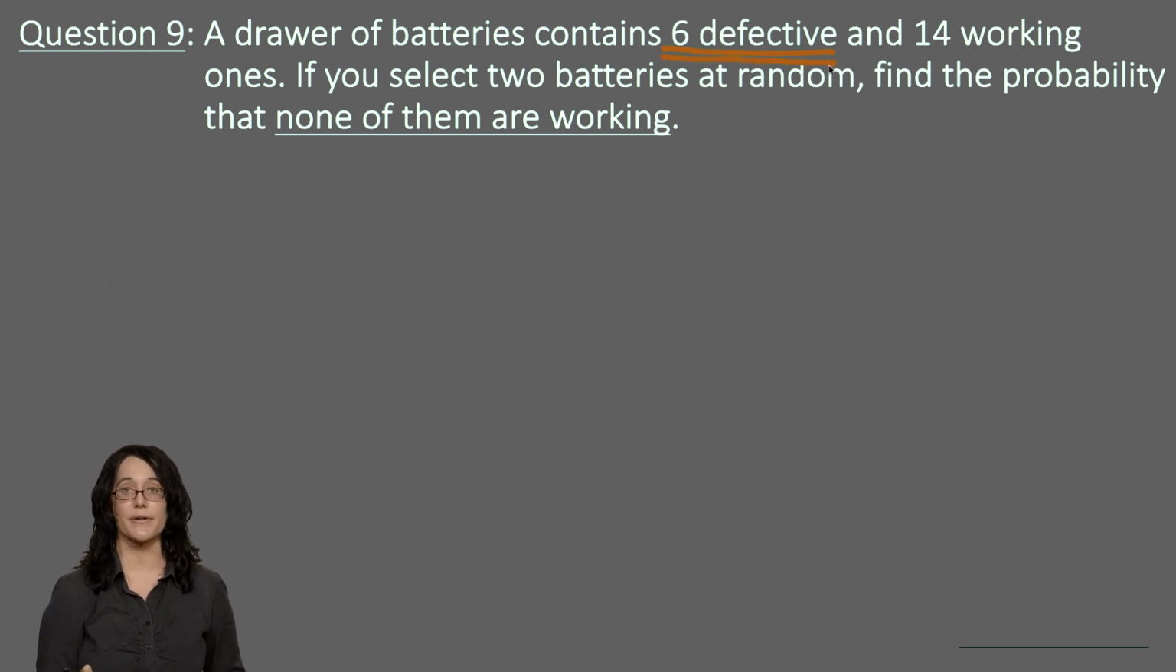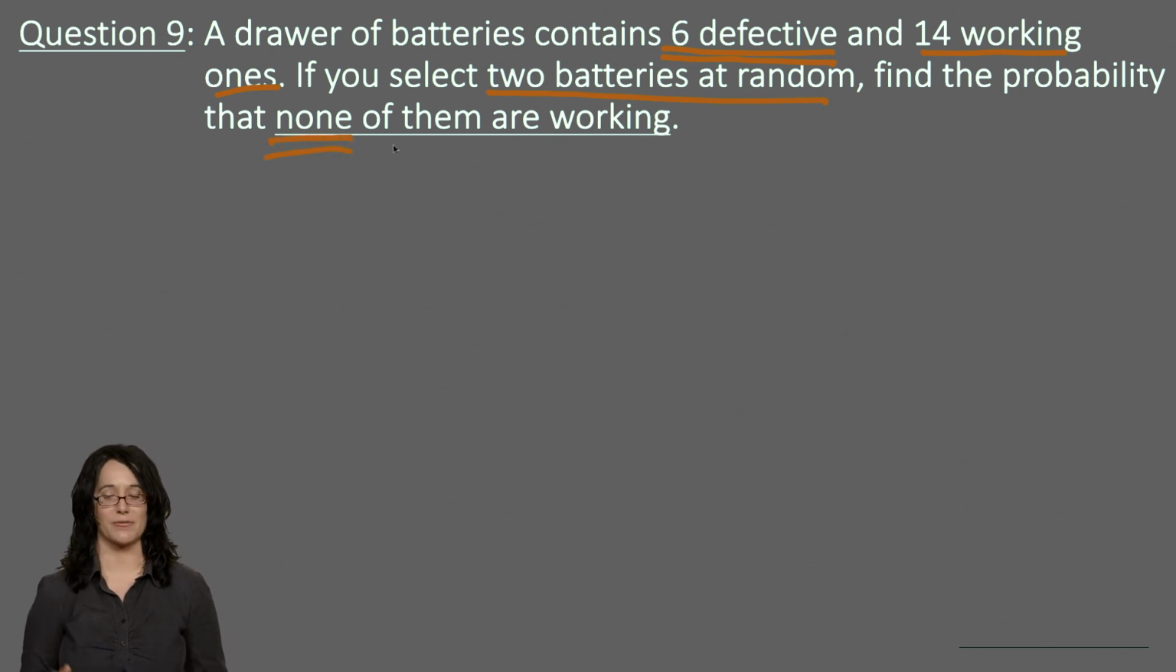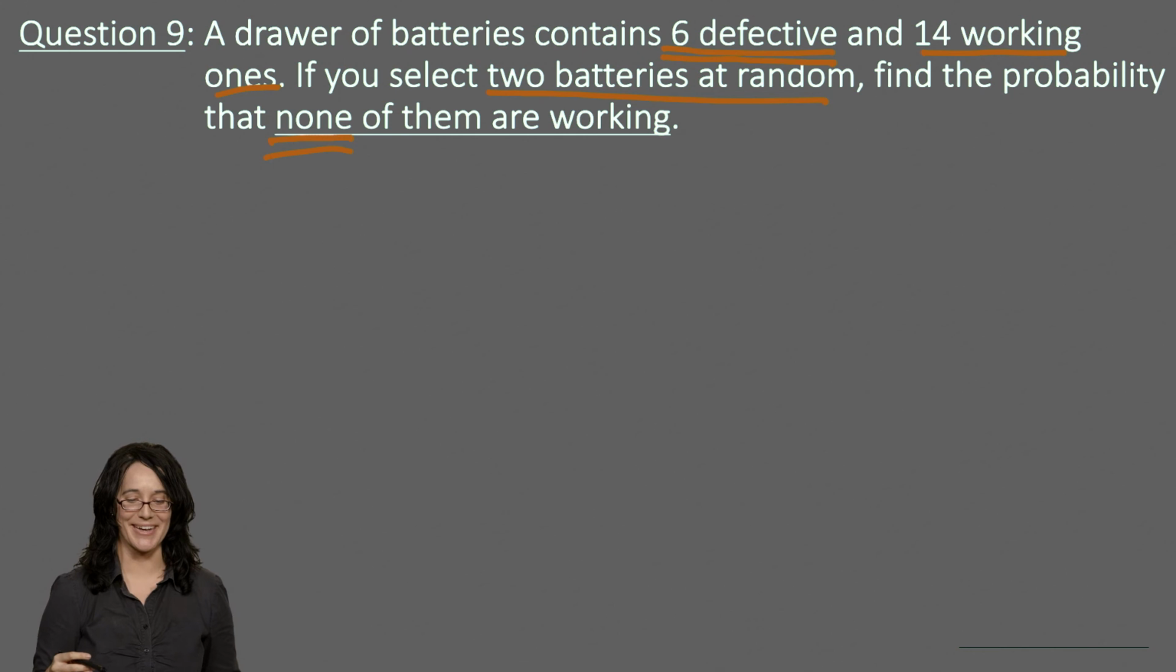We have a drawer of batteries, and in this drawer of batteries, 6 of them are defective. 14 are working ones. Okay, so it's good, more working than not working. If you were to select 2 batteries at random, find the probability that none of them are working. So this is my scenario. Both of them are not working. Okay, so find the probability that none of them are working.